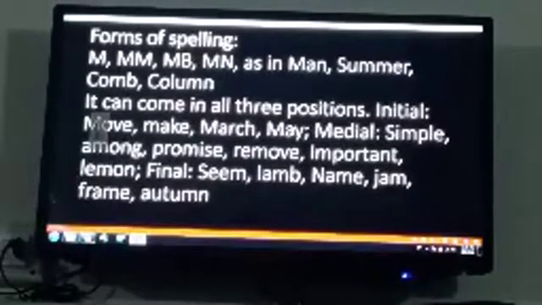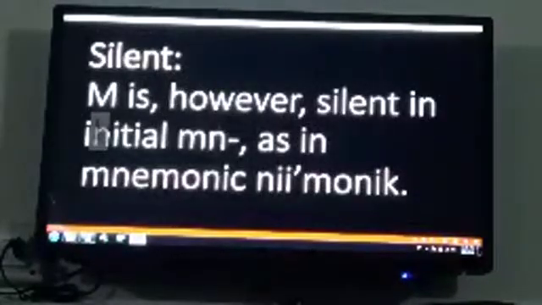Now silent M. When M is silent, however, in initial position as well, like when M comes before N. Previously we discussed two examples, column. So in column, M comes before N. Autumn, in autumn also, M comes before N, so N is silent there. Here as well, here M is silent. There N was silent, here M is silent. Sometimes when M comes before N, then M is silent.